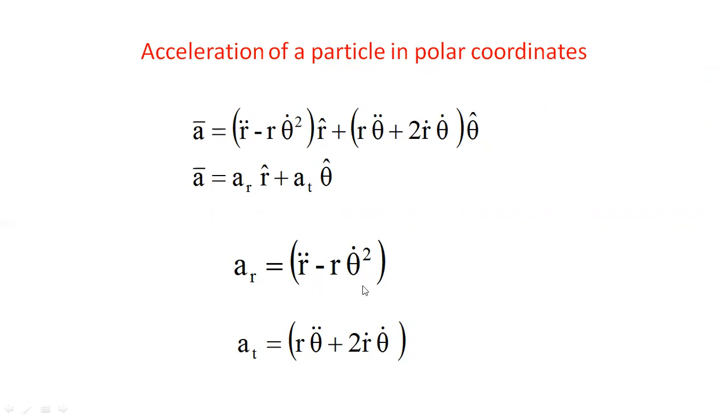The radial component of acceleration is along the radius vector. This transverse component is normal to the radial vector, and tangential to the path of the particle at the point P. So these are the two components of acceleration: one is along the radius vector, another one is along the tangent.